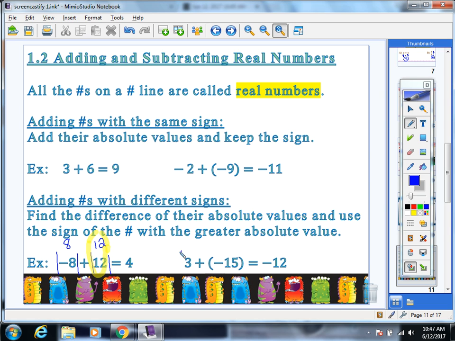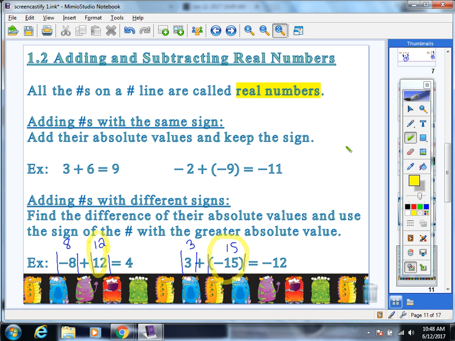For the second example, the absolute value of 3 is 3. The absolute value of -15 is 15. The larger absolute value is the negative number in this case. So when I do 15 minus 3 to get 12, the sign has to stay the larger absolute value. It stays with the negative.